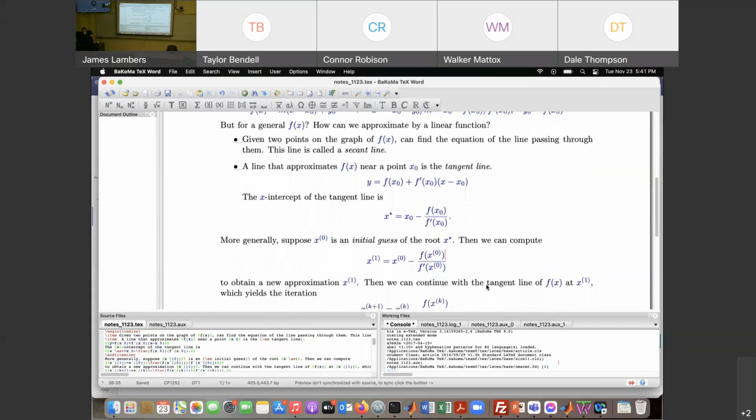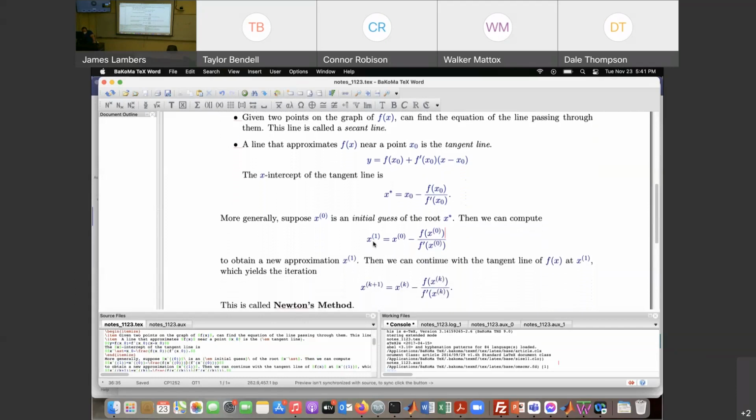So what we can do is keep going. We can take this approximation and apply the same formula to it to get x2 and so forth. So now we have this iteration.